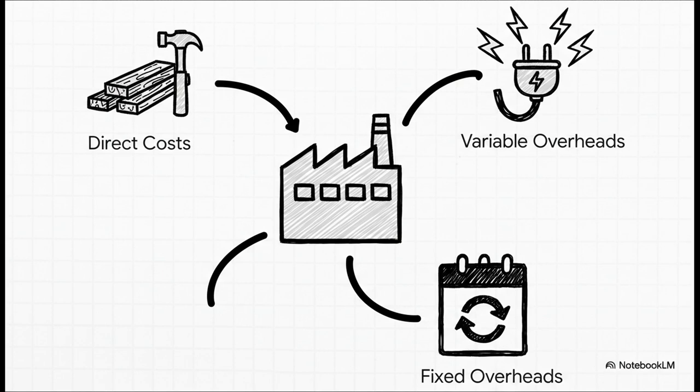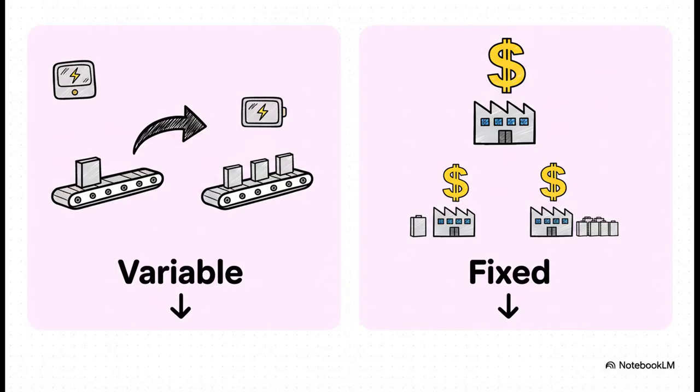Then you have all the indirect factory costs, which we call production overheads, and those get broken down even further into two types, variable and fixed. The difference between these two overheads is really important. Variable overheads, like the electricity that runs the machines, go up as you produce more. They get allocated based on how much you actually produced. Fixed overheads, like the factory's rent, stay the same no matter what, and those get allocated based on the factory's normal capacity.